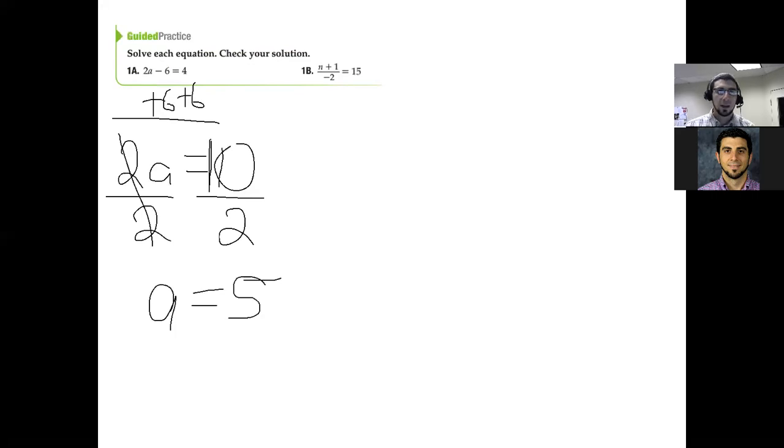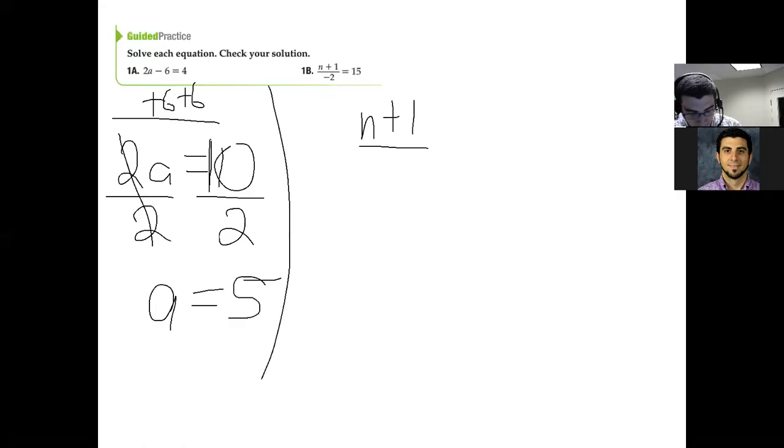And now I'm not going to write out the check part. I'm just going to verbally go over it. But if you're asked to show the check, you need to actually write it out like I did in the previous problem. So if I put 5 in here, I'd have 2 times 5 is 10 minus 6 is 4. So it works. This first one, or excuse me, B, you'd have, I'm going to rewrite it first.